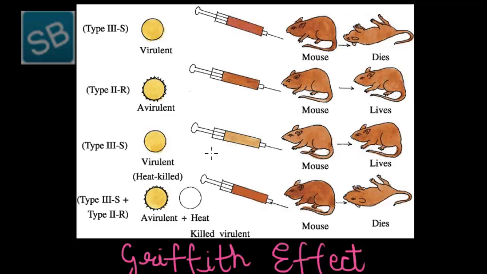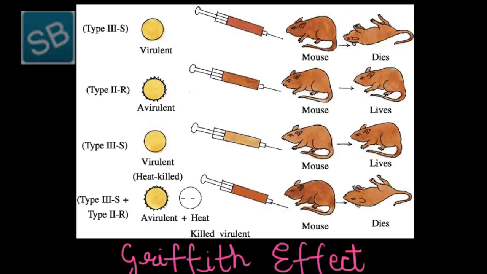The third effect in which the virulent strain of bacteria, that is S3, was heat killed and then inserted into mouse. Since it was heat killed, it lost the antigenic property. As a result, the mouse lived. But in the fourth instance, when the avirulent strain of bacteria was heat killed, the mouse died.